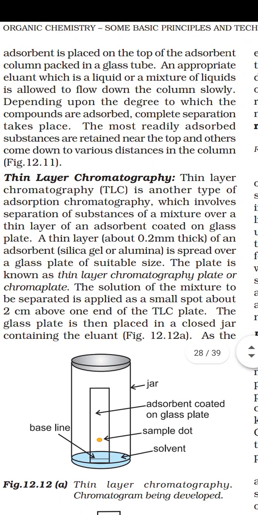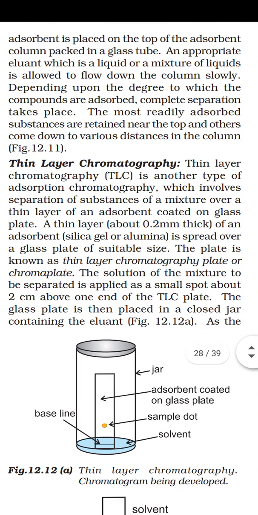Next is thin layer chromatography. Thin layer chromatography (TLC) is another type of adsorption chromatography which involves separation of substances of a mixture over a thin layer of an adsorbent coated on a glass plate. A thin layer about 0.2 mm thick of an adsorbent, silica gel or alumina, is spread over a glass plate of a suitable size. This plate is known as the thin layer chromatography plate or the chromaplate.